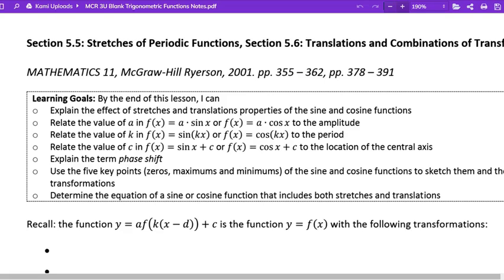The period, right? Usually, the sine and cosine function have a period of what? 360. But if I'm stretching it twice as much, what's the period become? 720, right? So we can change the period by changing the K. We can change the amplitude by changing the A. Okay.